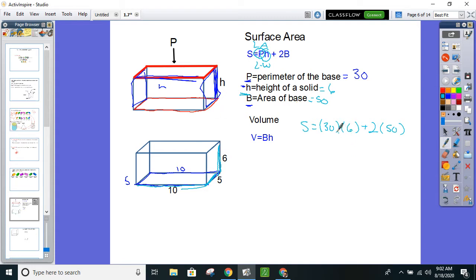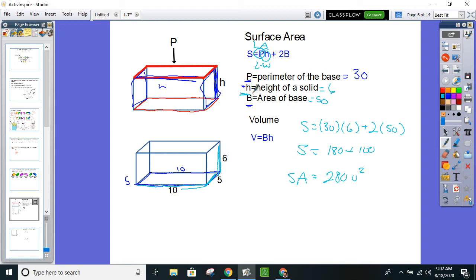All right, but back to the problem. We take 30 times 6, you get 180, plus 2 times 50, which is 100. So surface area equals 180 plus 100, you get 280. And that's units squared, because it's area, even if it's surface area. Surface area equals 280 units squared.